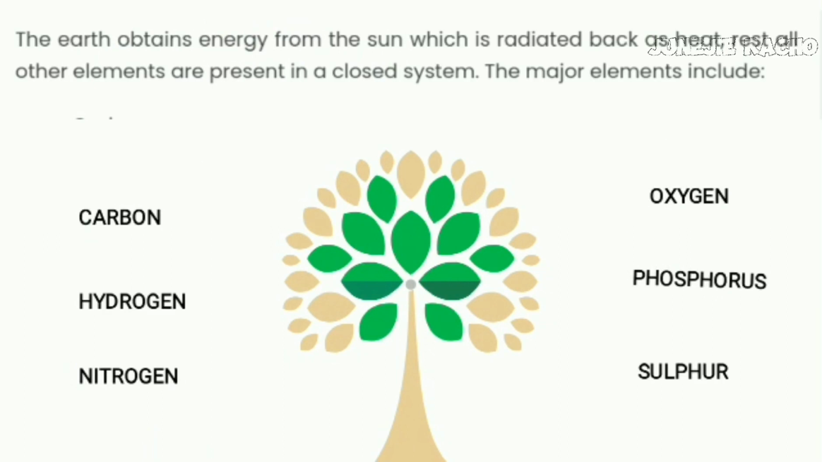The Earth obtains energy from the sun, which is radiated back as heat. All other elements are present in a closed system. The major elements include carbon, hydrogen, nitrogen, oxygen, phosphorus, and sulfur. These elements are recycled through the biotic and abiotic components of the ecosystem. The atmosphere, hydrosphere, and lithosphere are the abiotic components of the ecosystem.